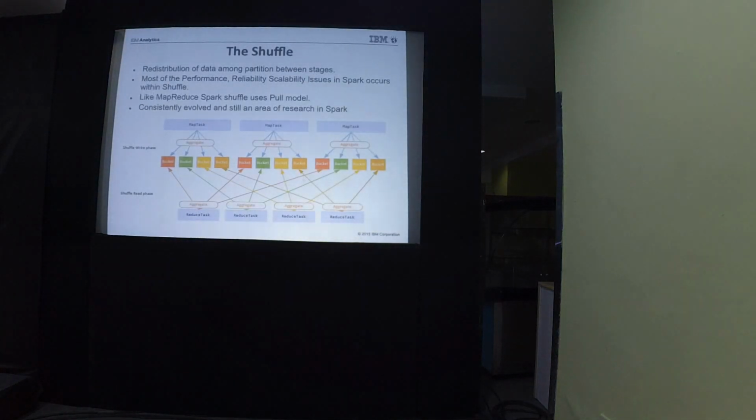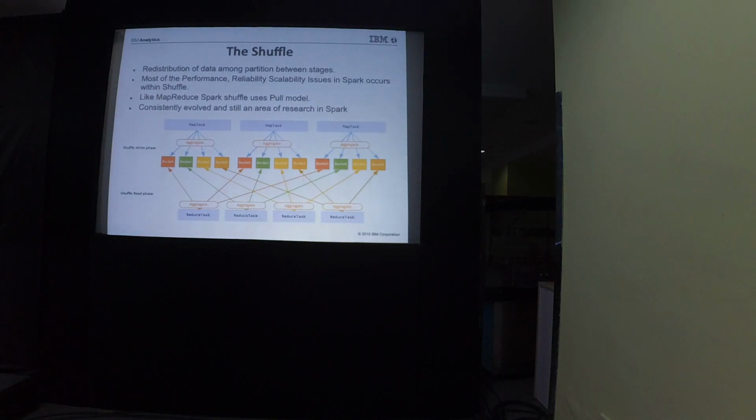Okay, so what is shuffle, right? We all know shuffle is the one which defines the stage, and then actual data redistribution happens between partitions from map side to reduce side. Most of the performance, reliability, and scalability in Spark is determined within shuffle. Like MapReduce, Spark shuffle also follows a pull model. The reducer fetches the data from the map side, right? And it has been consistently evolved in Spark versions all the way from 0.6, and it's still an open area of research. People from multiple companies are working on this, from Adobe to Cloudera and Intel. There are guys working on optimizing shuffle.